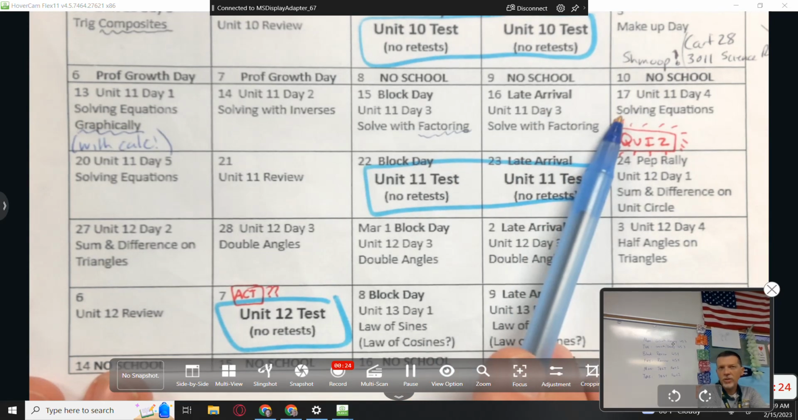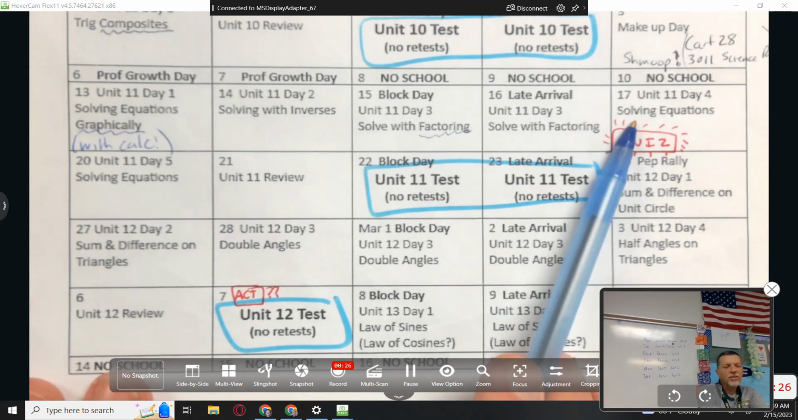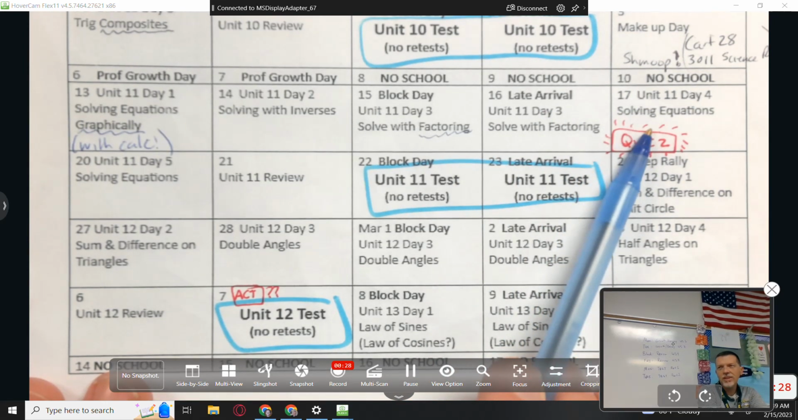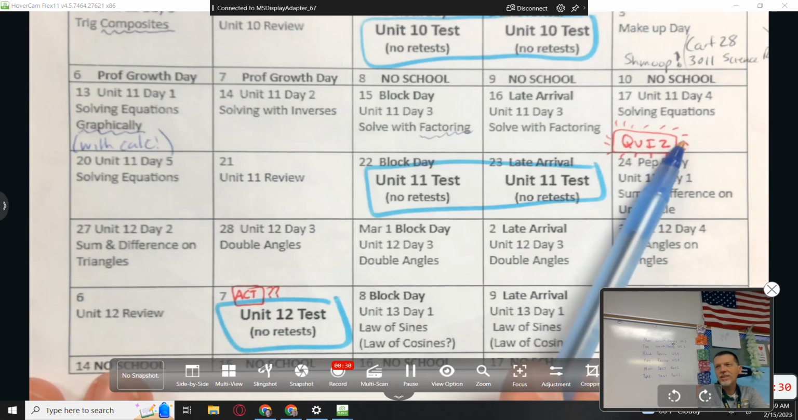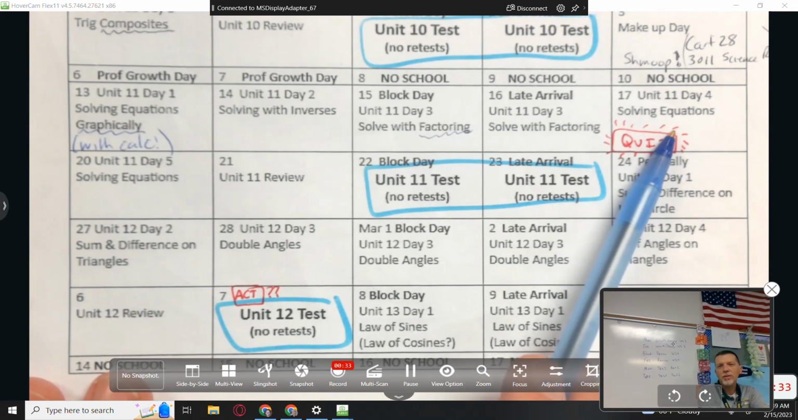Friday, there's nothing new, so I'll come in, we'll answer whatever questions you have, and then we'll leave the rest of the time for the quiz. It won't take the whole time, but you can have as much time as you want. Well, I say that, I'll probably cut you off at some time just so you're not taking forever.